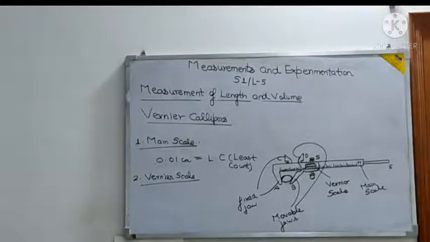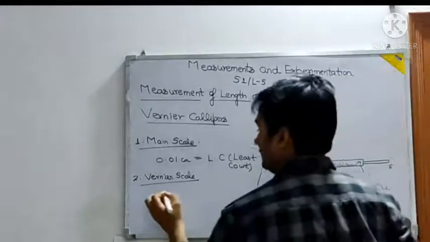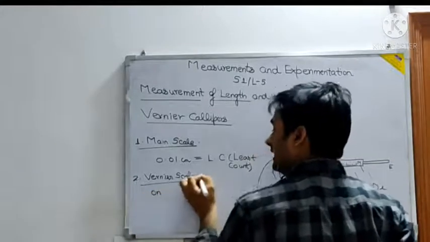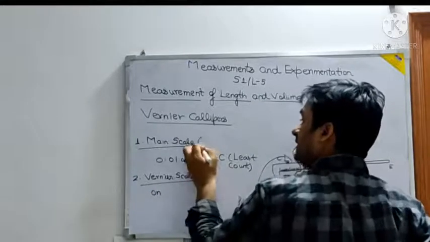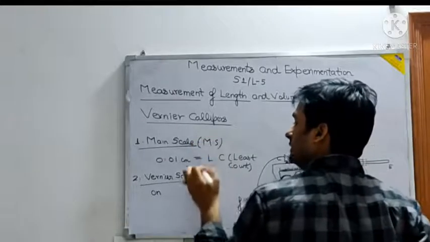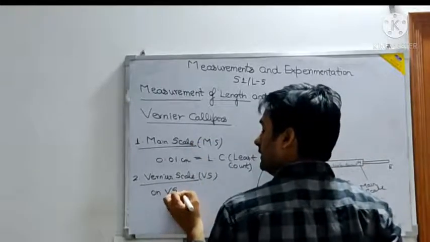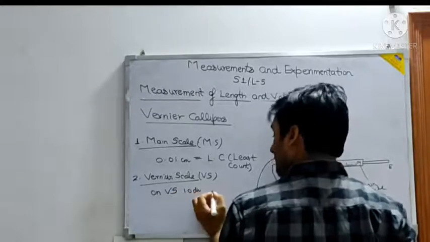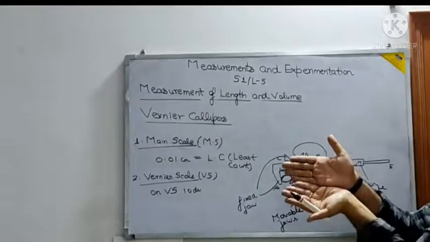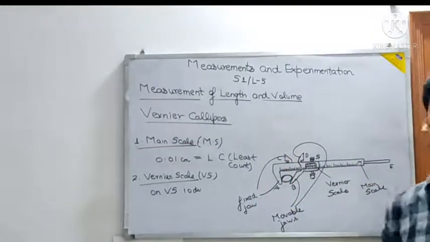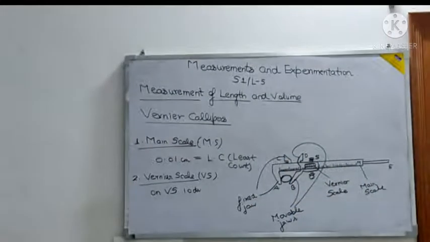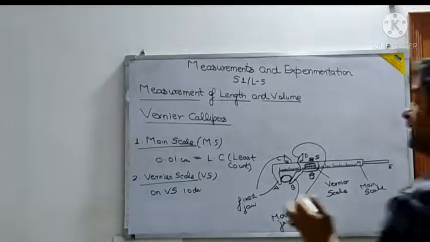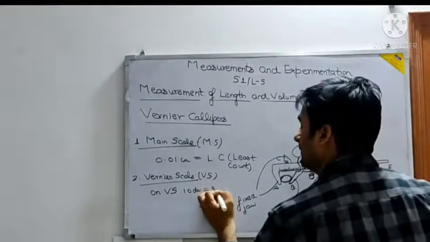The vernier scale's millimeter scale has 10 divisions over a length of 9 mm. I am writing VS for vernier scale, the short form, and MS for main scale. So on the vernier scale, 10 divisions, now see, don't you feel that these scales are coinciding? There are divisions marked on the vernier scale, and 10 divisions will be equal to a length of 9 mm.